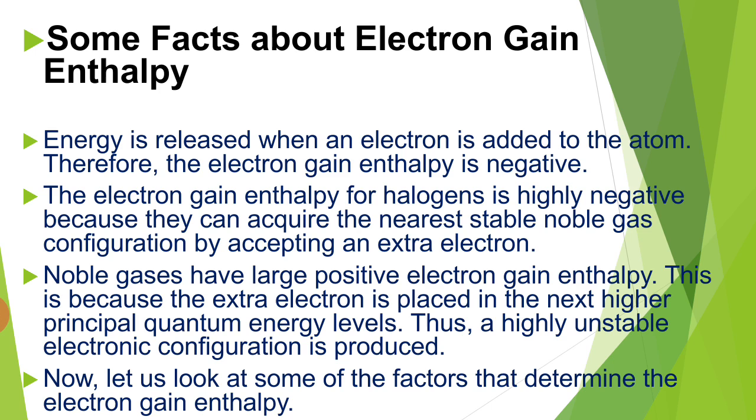Third, noble gases have large positive electron gain enthalpy. This is because the extra electron is placed in the next higher principal quantum energy level. Thus, a highly unstable electronic configuration is produced. Now, let us look at some of the factors that determine the electron gain enthalpy.